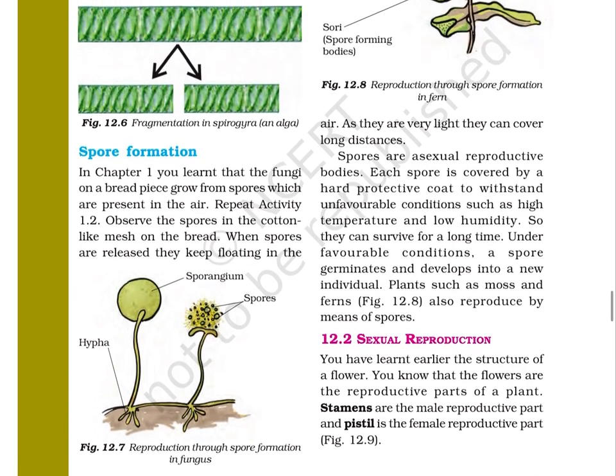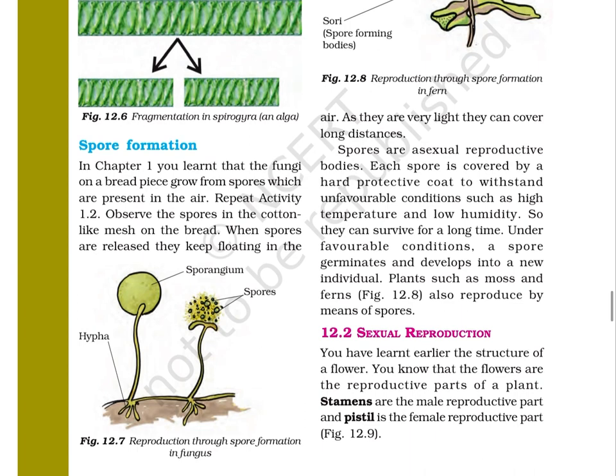Spores are asexual reproductive bodies. Each spore is covered by a hard protective coat to withstand unfavorable conditions such as high temperature and low humidity, so they can survive for a long time. Under favorable conditions, a spore germinates and develops into a new individual. Plants such as moss and ferns also reproduce by means of spores. You can observe this in figure 12.8.